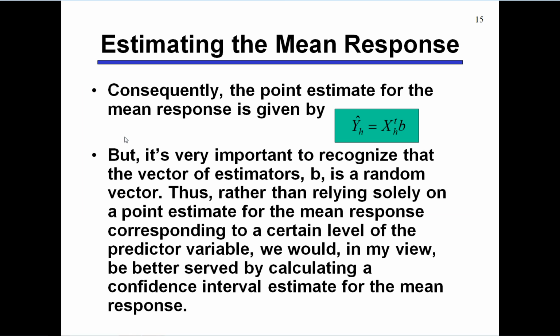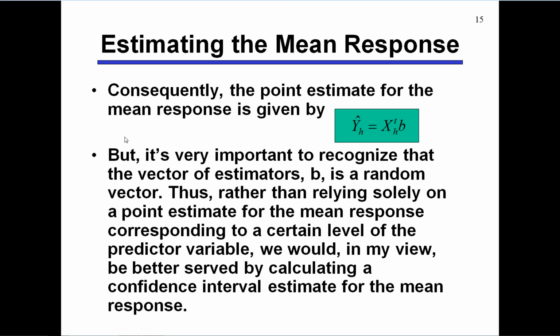So a point estimate for the mean response at some level of x is easy to find. We just do the normal kinds of things. We multiply b0 by 1, multiply the value of x by b1, add them together, and we get our fitted value, in this case denoted y sub h hat.